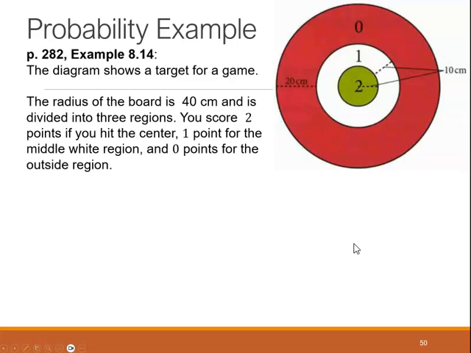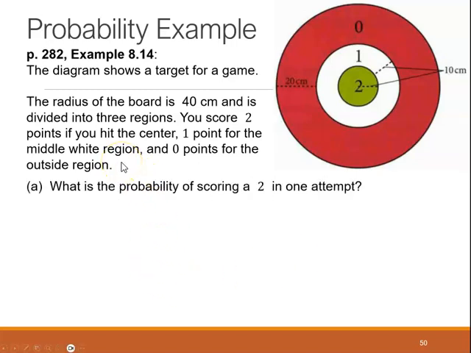All right, let's do another. The diagram shows a target for a game. The radius of the board is 40 centimeters, and it's divided into 3 regions. You score 2 points if you hit the center, 1 point for the middle white region, and 0 points for the outside region. What is the probability of scoring a 2 in one attempt? So it's going to be the area for the 2 divided by the area of the whole board, right?